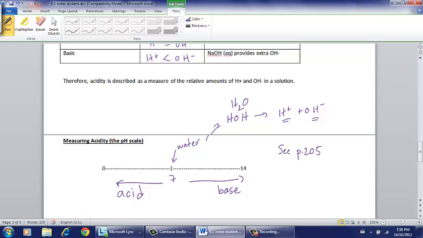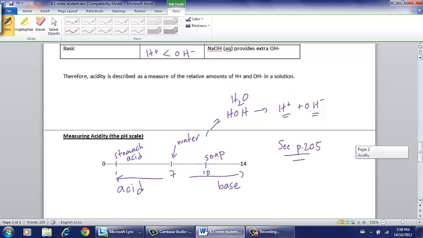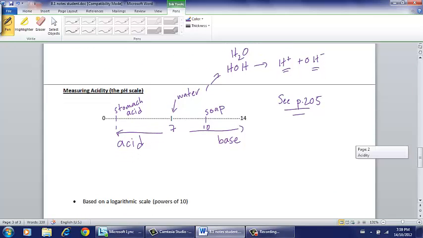To put on some examples, at a pH of 1 is stomach acid. So the acid in your stomach has a pH of 1. And at about 10 is where we find most soaps. And again, on page 205 is a more complete scale with more examples all along that.